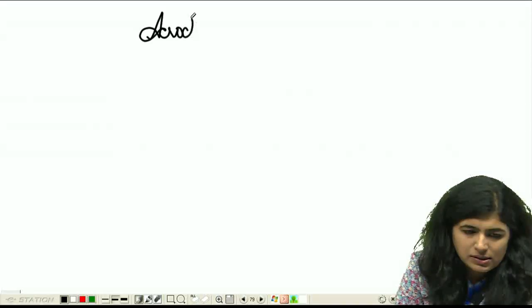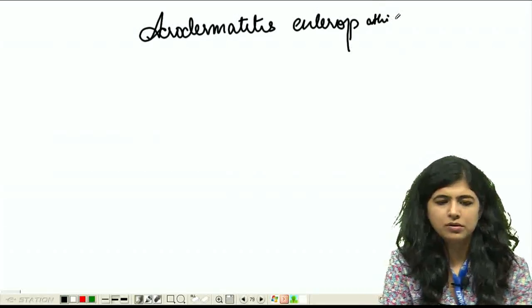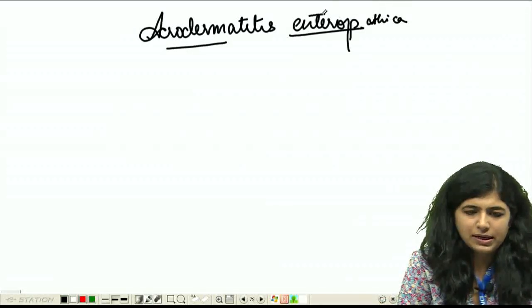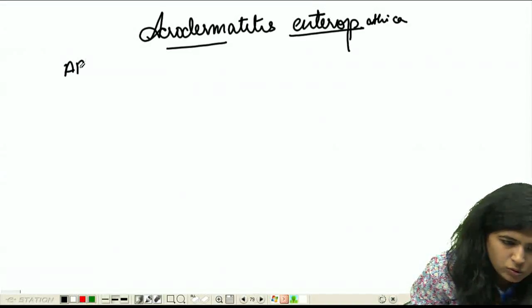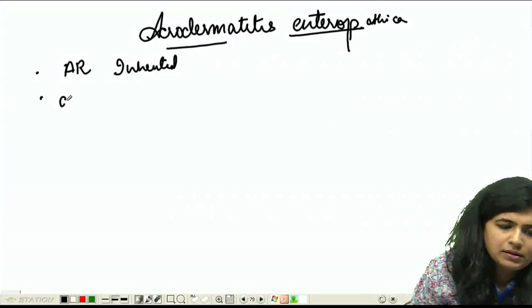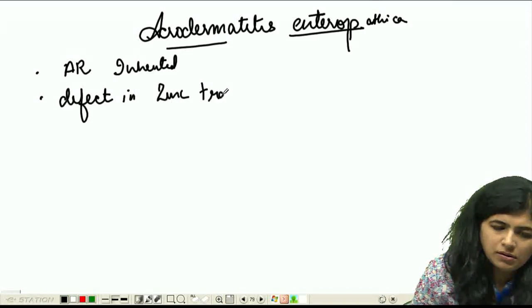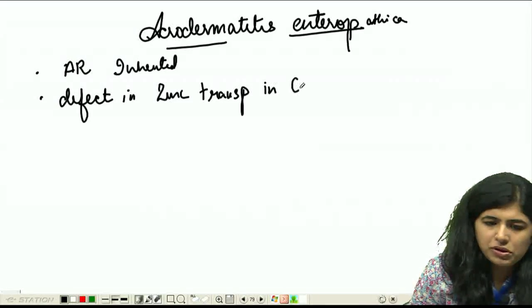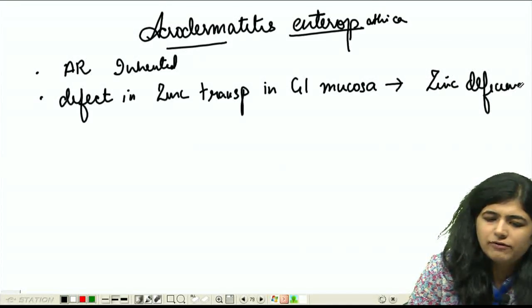I'll tell you what it is. This is acrodermatitis enteropathica. Acrodermatitis enteropathica. This is an autosomal recessive inherited disorder. There is a defect in the zinc transporter in the GI mucosa, due to which there is a zinc deficiency.